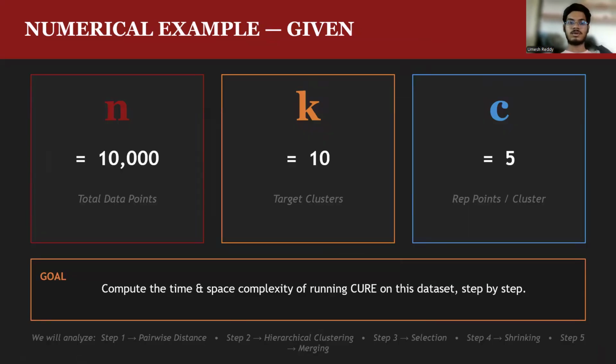So coming to the numerical examples, previously we have discussed those n, k, c values. Suppose n is equal to 10,000 data points, k value is equal to 10, and c is equal to 5, which represents the cluster. My goal is to compute the time and space complexity of running CURE on this data set. First step is to calculate the pairwise distance. After that we need to hierarchically merge the clusters, and after that select the clusters. After that, shrinking. At last, we merge based upon the following values, k and c.